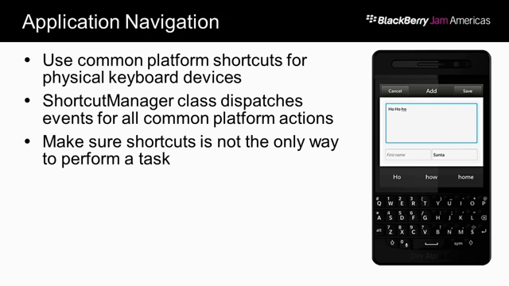And the last one here is around shortcuts. So on the Q10, on physical keyboard devices, there's a host of platform-specific shortcuts. So you might be familiar with some of these. You hit T, and the content will scroll to the top. You hit B, the content will scroll to the bottom. Space scrolls it like a screen amount.